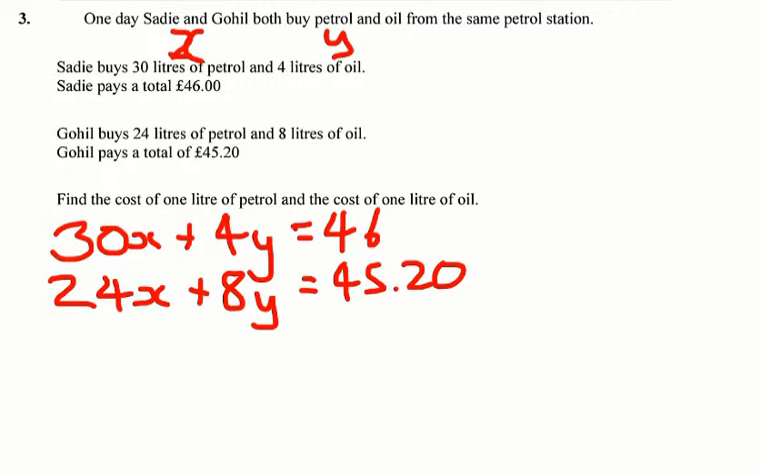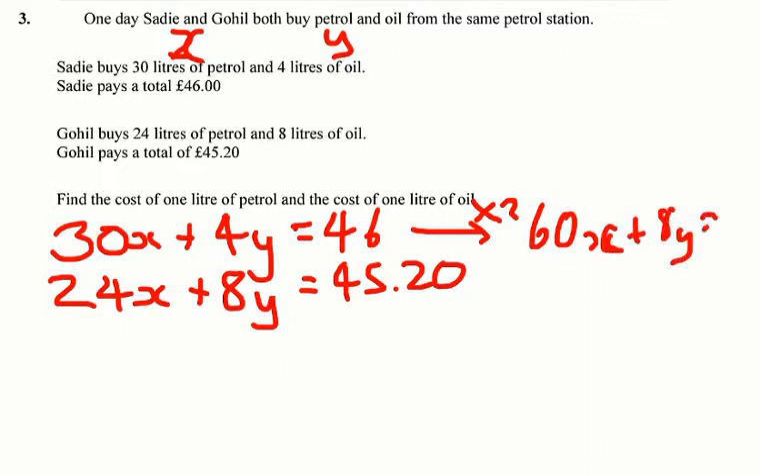Now, in order to eliminate one of these variables, we need the same number of either x's or y's. So I'm going to double the first equation so that I get 8y. And I'm just going to show the examiner that this one has been multiplied by 2, and we're going to get 60x + 8y, and that equals 46 doubled, which will be 92.